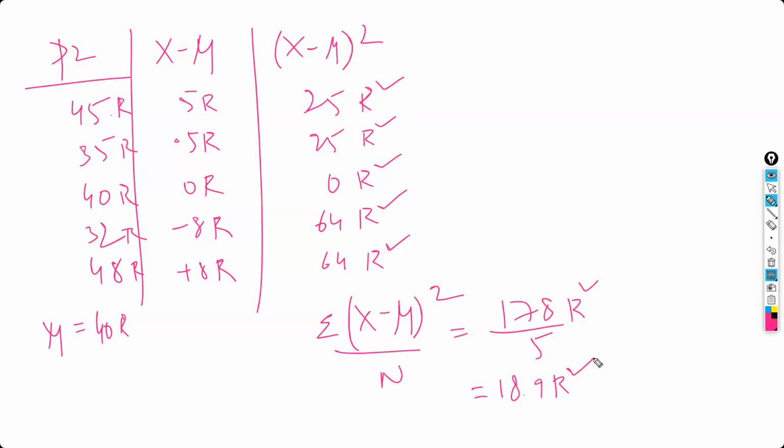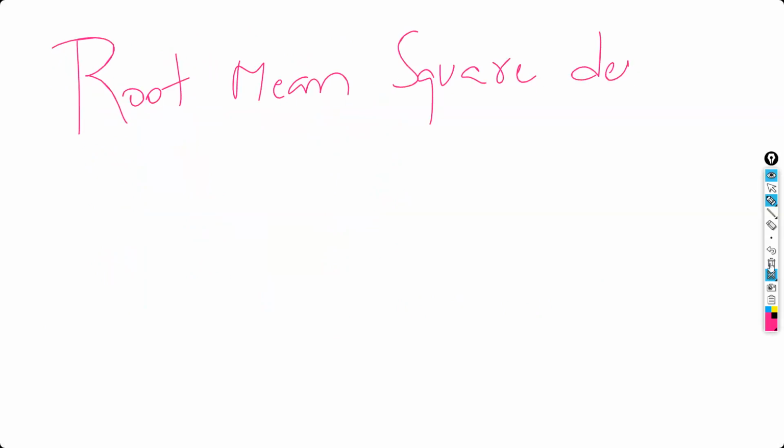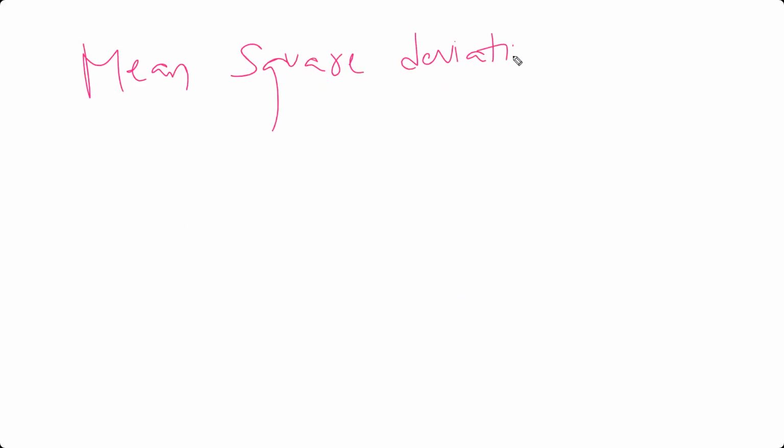Then what do we have to do? We have to apply the square root. That is the next step: root mean square deviation. First you calculated the mean square deviation. Now can you tell me the formula for mean square deviation? First, how to calculate it? Tell me.